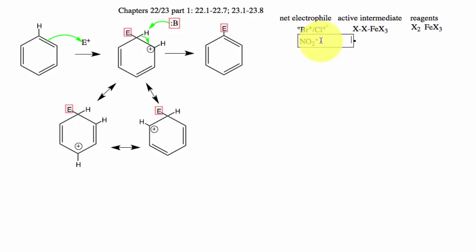A second common electrophile is the nitro group, which is formed by adding nitric acid and sulfuric acid to the solution. In fact, NO2+ is the dehydrated form of nitric acid. It's lost one water molecule. SO3 is also an active electrophile in this reaction, formed by adding fuming sulfuric acid, that is, an excess of SO3 bubbled into water to make sulfuric acid.